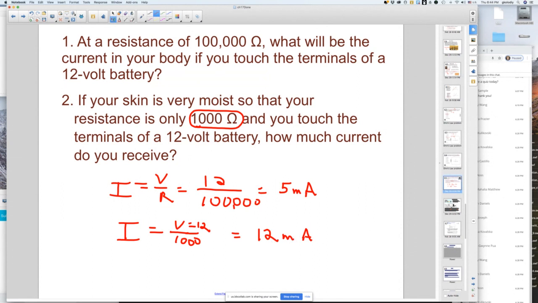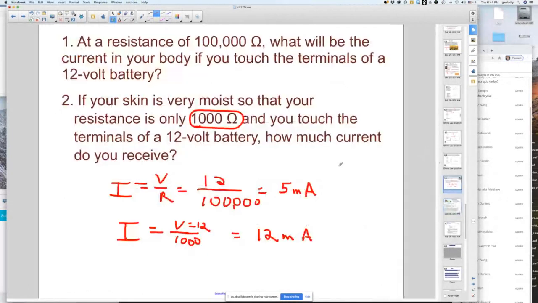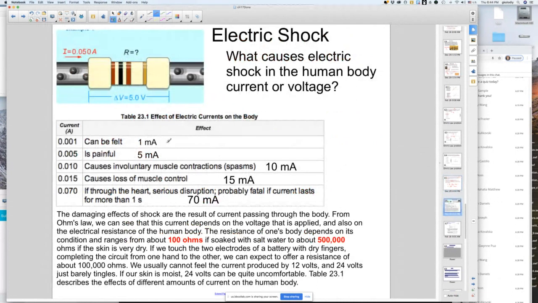All right. So here is a little table of how much current you need, first of all, to be felt, just to feel a tingle. Basically, it's 1 milliamp. So in the previous question, you had 5 milliamps to start with. 1 milliamp, you can feel it. 5 milliamps, you can not only feel it, but it hurts. 10 milliamps causes involuntary muscle contractions, spasms in your muscles. Like, if you ever did this to a frog in biology class in high school, you saw the spasm in the muscles.